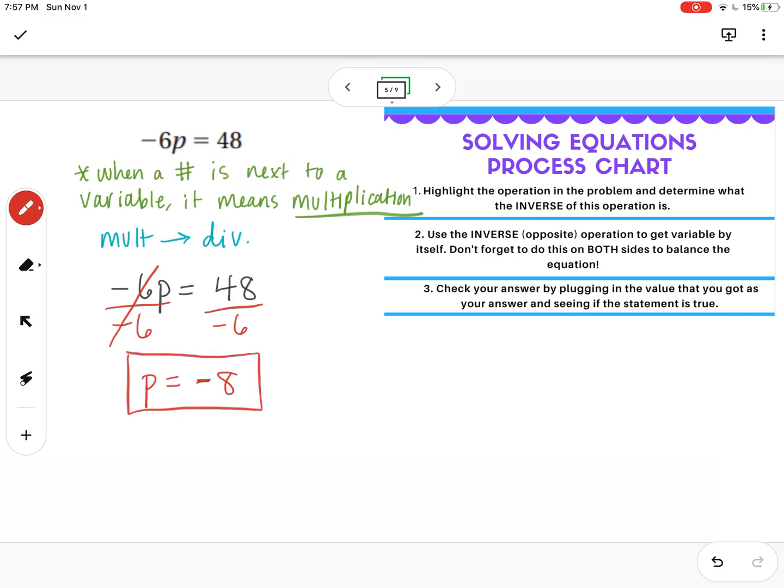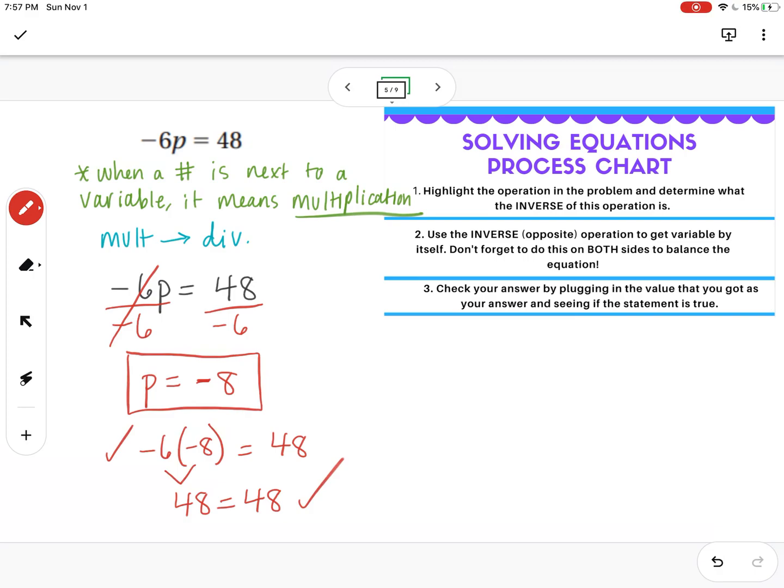Remember, not so fast, we're not done yet. We need to go ahead and check this. So negative 6 parentheses negative 8 equals 48. And remember, this would mean -6 times -8. A negative times a negative gives us positive, and 6 times 8 is 48. So 48 equals 48. And we can check that and know it is true because that's a true statement.